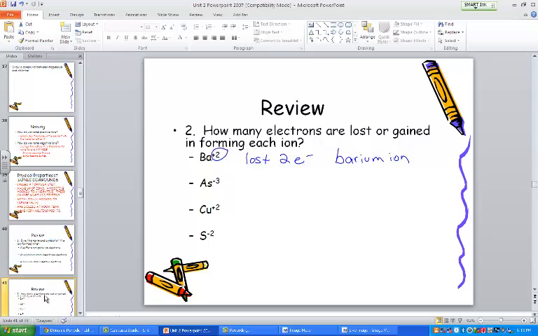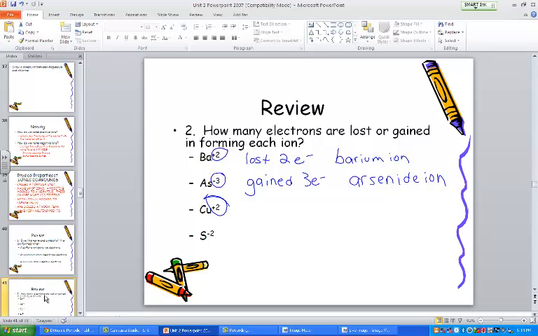As -3. As comes from the element named arsenic. Arsenic in Old Lace, a poison. Arsenic. Notice the -3 charge. It's carrying extra electrons. It has gained 3 negative electrons. Arsenic becomes arsenide. Here's the IDE for the negative. The arsenide ion.